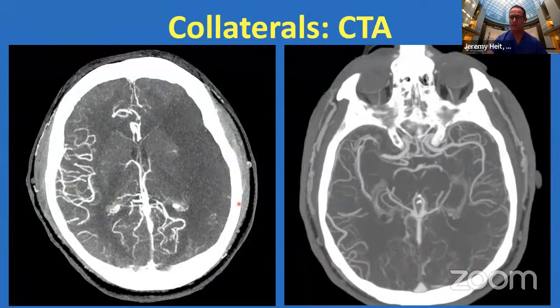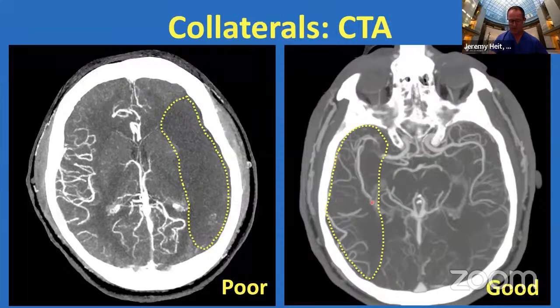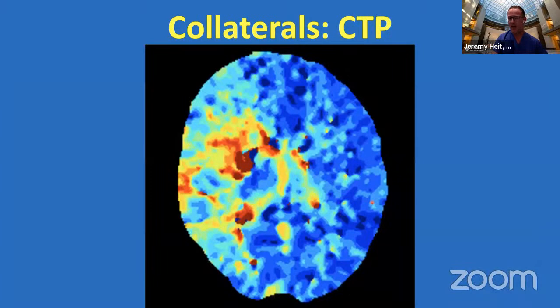And usually we look at collaterals on CTA, right? And so we'd say, this patient's got really poor collateral blood flow. I don't see any arteries in this area at all. Whereas this patient has really good collateral blood flow, right? And if you can see the CTA, that's helpful to kind of assess and give you a sense of what's likely to happen. But how do you judge collateral blood flow on perfusion imaging if that's what you've got? How do you do that?